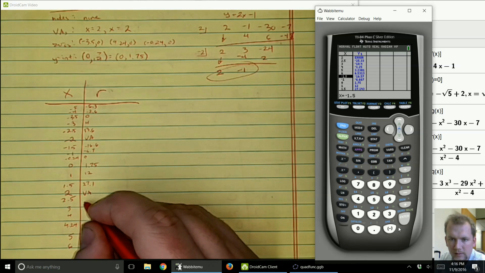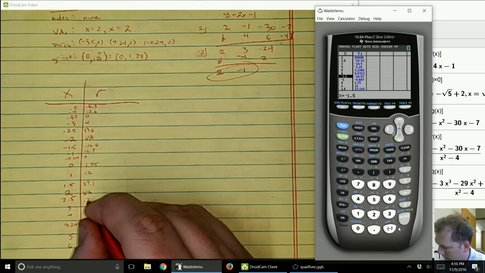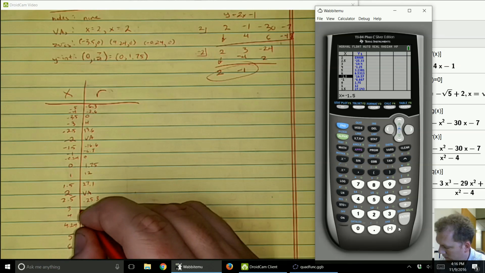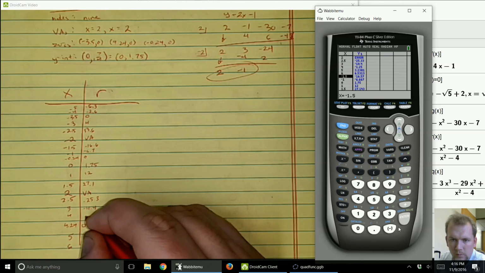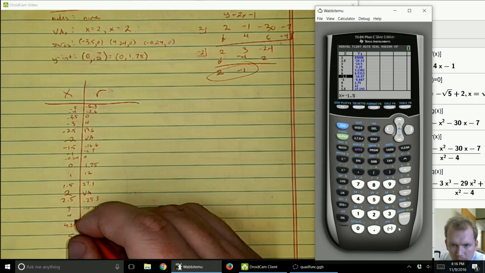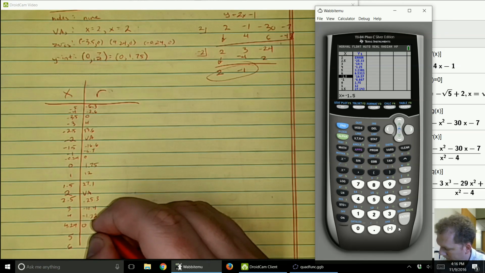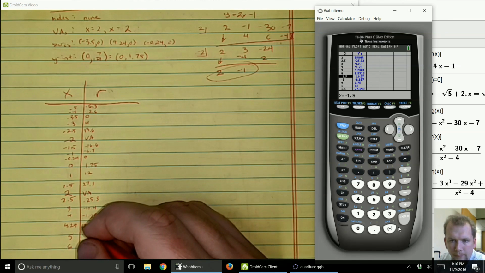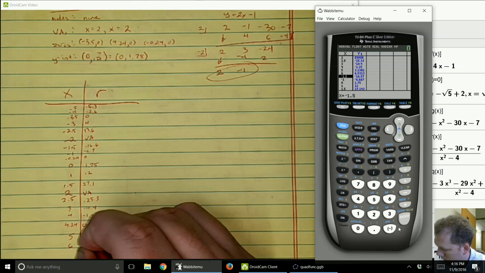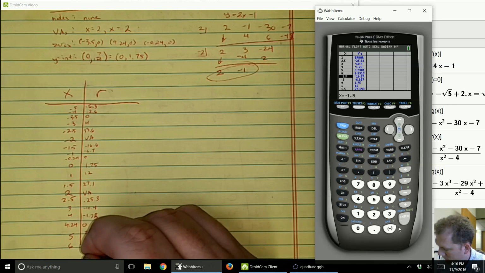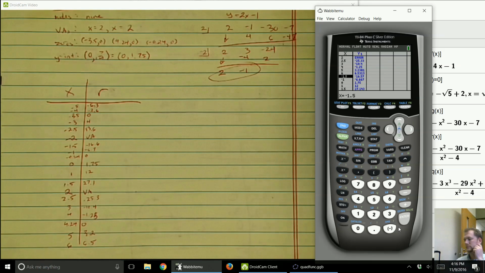2.5 gave us negative 25.3. 3 gives us negative 10.4. 4 gives us negative 1.25. 5 gave us 3.2. And 6 gives us 6.5. Cool. Completed table. Now we can graph it.